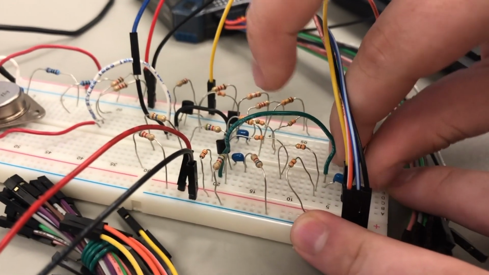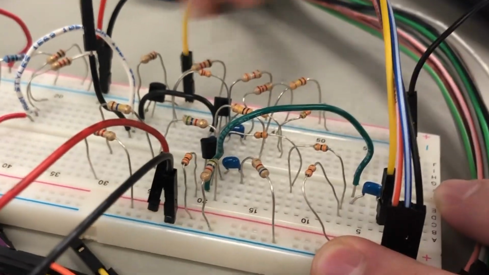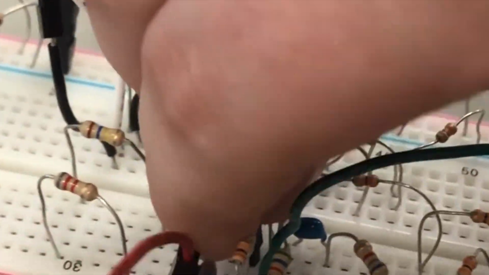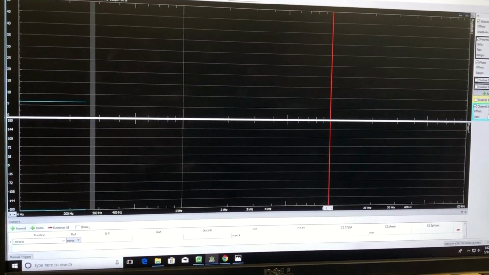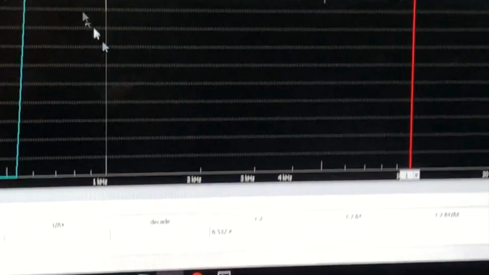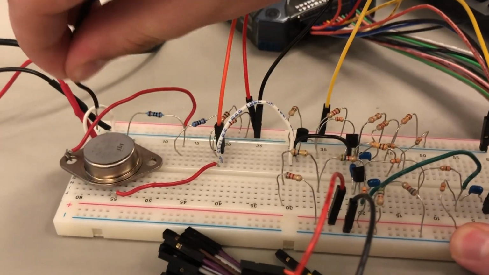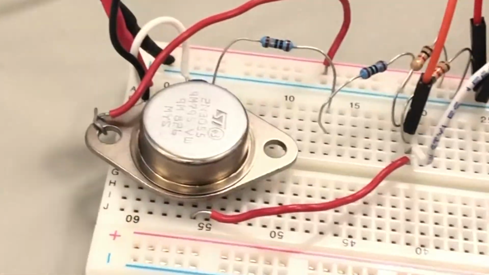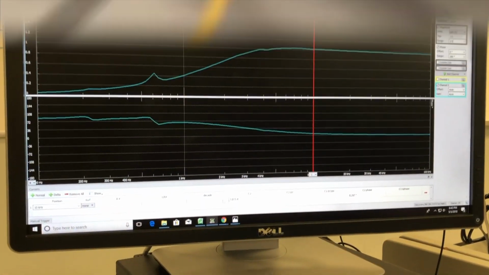Now we switch our circuit to measure the gain of the second stage. The second stage gave us a gain of about 6.5. Now we switch our circuit again to measure the gain of the last stage, which should be about 1, which it is.